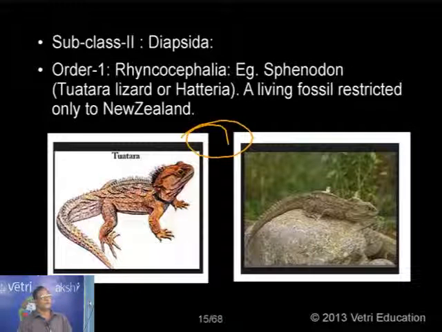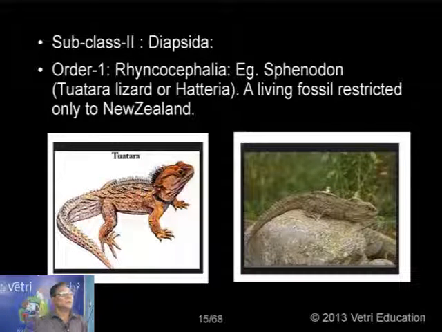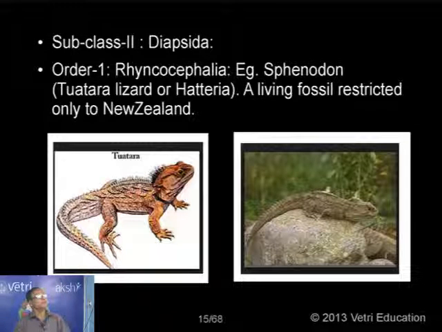Now subclass 2, Diapsida. This group includes both living members as well as extinct members. It includes normally three superorders, or orders. Number one, Rhynchocephalia. Number two, Squamata, which includes the snakes and lizards. And also order Crocodilia. So it includes three living orders and a number of extinct orders. One such animal which is already extinct, we have received only as fossils. We call this one the terrible lizard, the dinosaurs, which once lived in the past during the Mesozoic era.